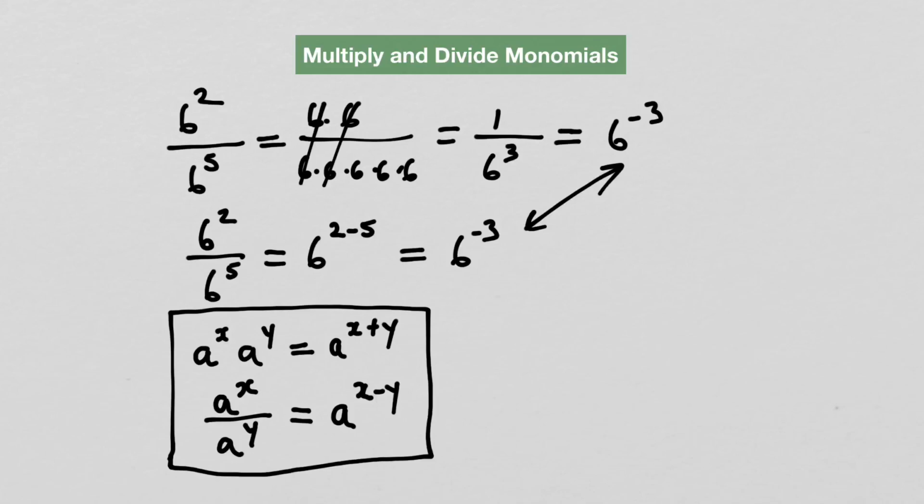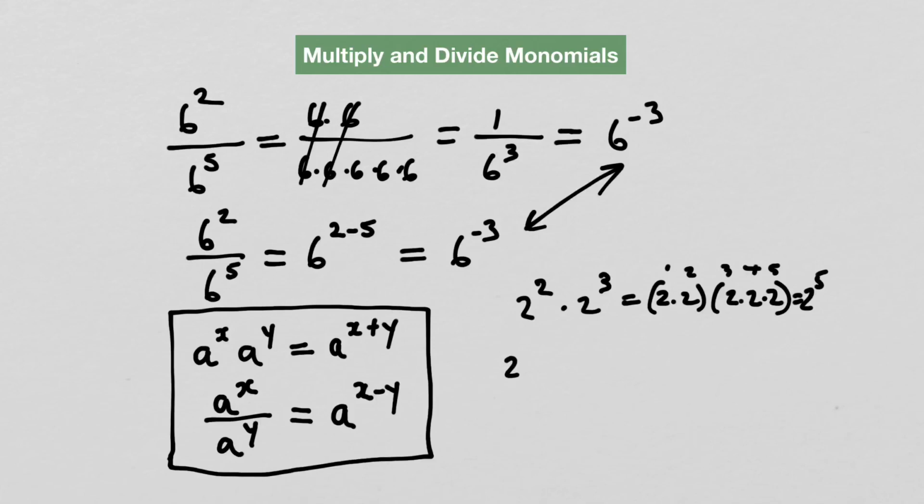Let's use another example. 2 to the second power times 2 to the third power is equal to 2 times 2 times 2 times 2 times 2. And that is equal to 2 to the fifth. Okay? 1, 2, 3, 4, 5. And then when you're dividing, let's say you have 2 to the third divided by 2 to the second. That is equal to 2 times 2 times 2 divided by 2 times 2. Cancel these out, and you're left with 2.